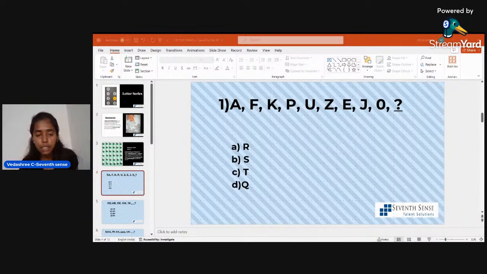I will explain one problem. Suppose we add 4 to A: B, C, D, E, F. Okay, Shashank says T. Yes, very good, Shashank. T is the answer. Here the logic is that we are adding plus 4. A plus 4, and so O plus 4 is nothing but T.